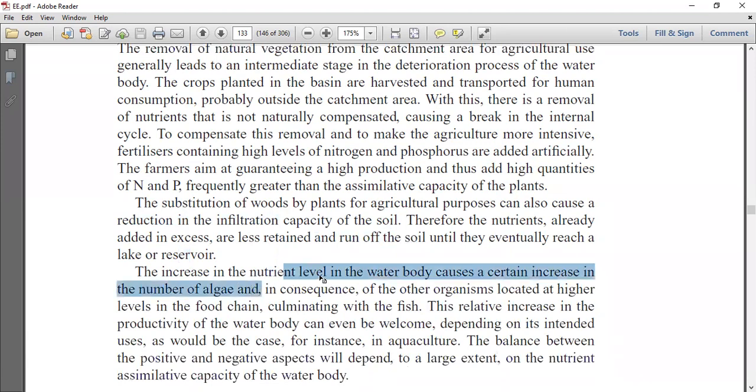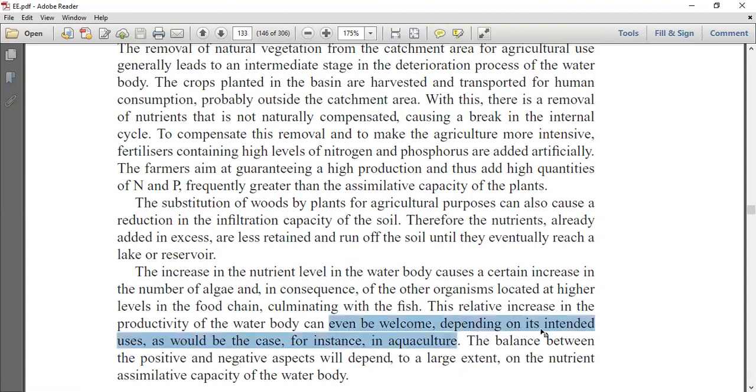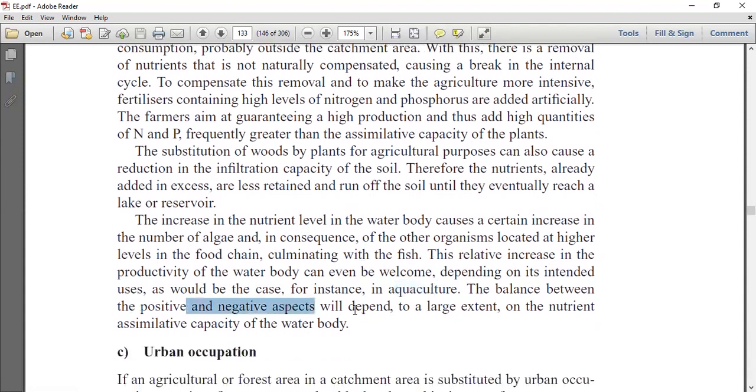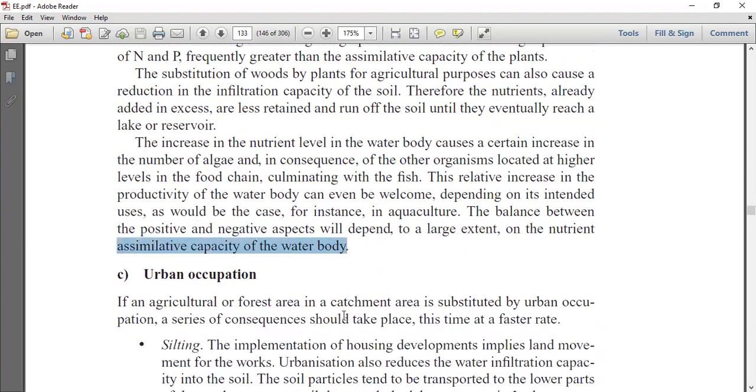The increase in the nutrient level in the water body causes an increase in the number of algae and, subsequently, of the other organisms located at a higher level in the food chain, including fish. This relative increase in the productivity of the water body can even be welcome depending on its intended use. For instance, in aquaculture, the balance between the positive and negative aspects will depend to a large extent on the nutrient assimilation capacity of the water body.